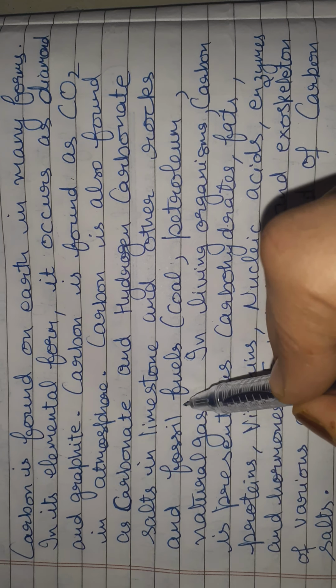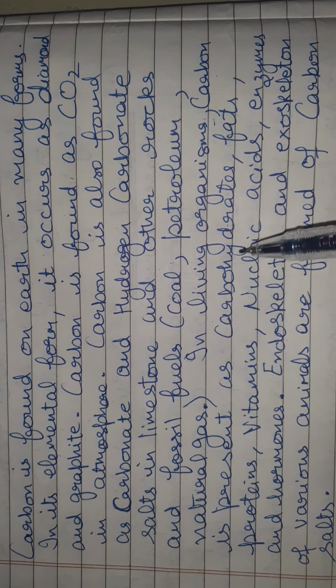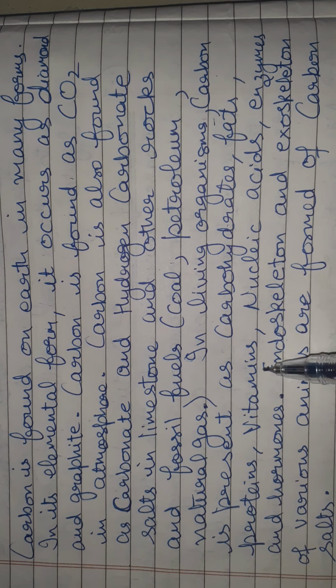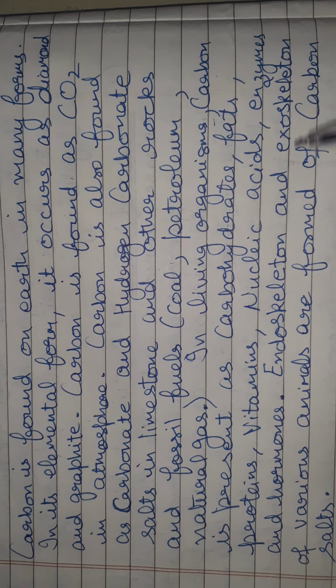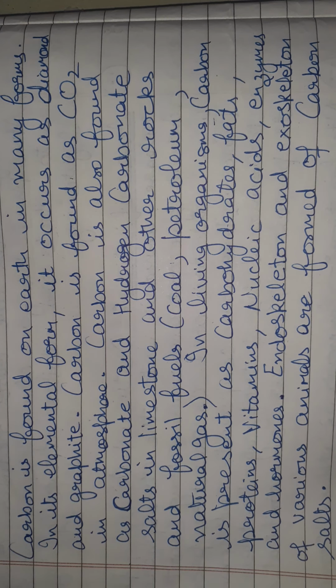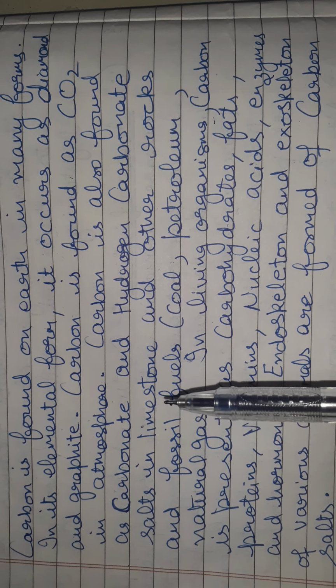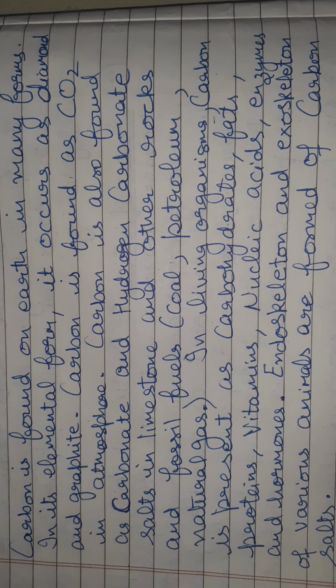petroleum, natural gas, etc. In living organisms, carbon is present as carbohydrates, fats, proteins, vitamins, nucleic acids, enzymes, and hormones. Endoskeleton and exoskeleton of various animals are also formed by carbon salts. Now, in this, we have studied about the various forms of carbon, how they are present on Earth in various human beings as well as in various animals and plants.